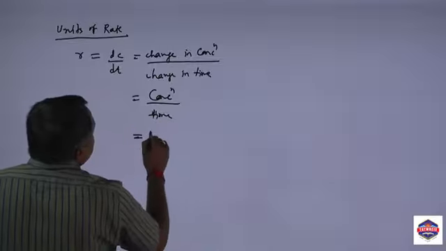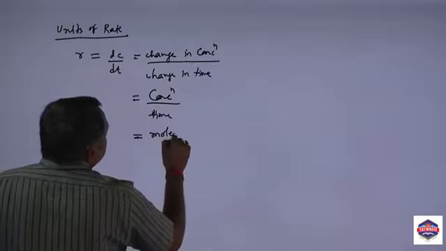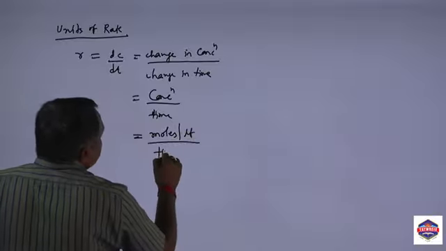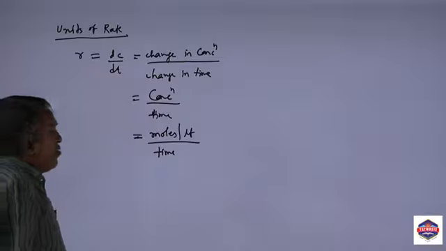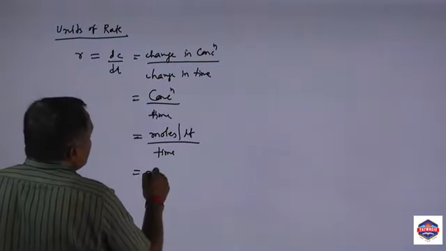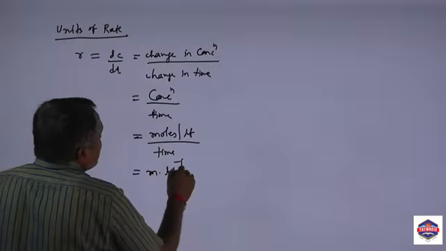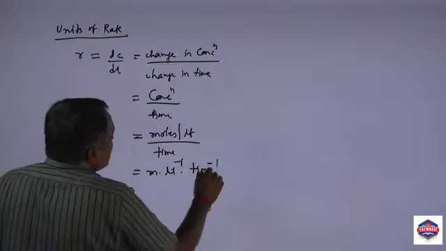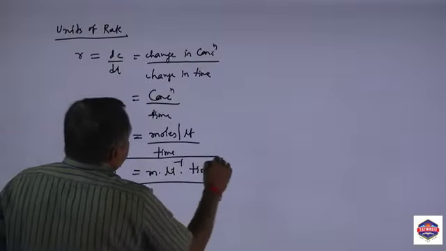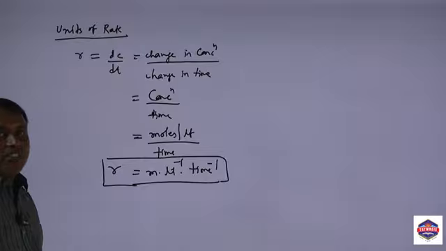Concentration units are moles per liter, and time may be minutes, seconds, years, days, whatever it is. Therefore, it is equal to mole, liter inverse, and time inverse. So, this is the units of rate: mole, liter inverse, time inverse.